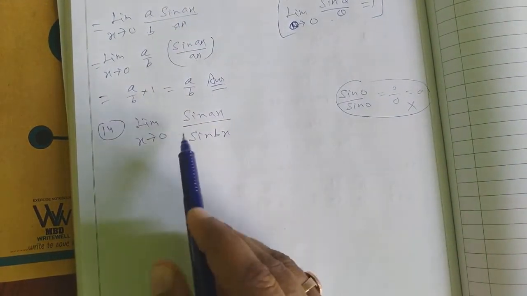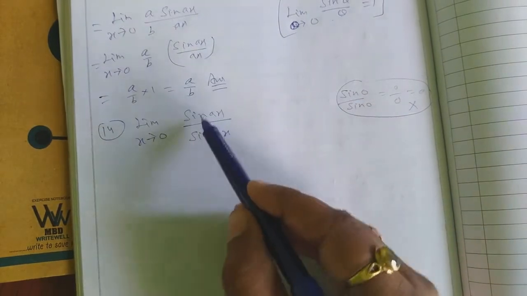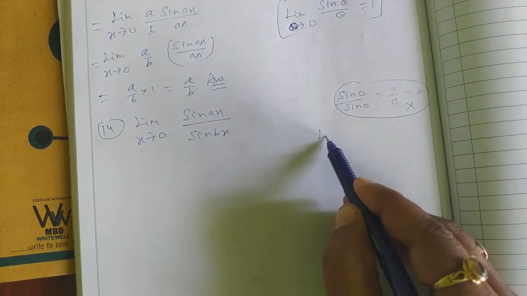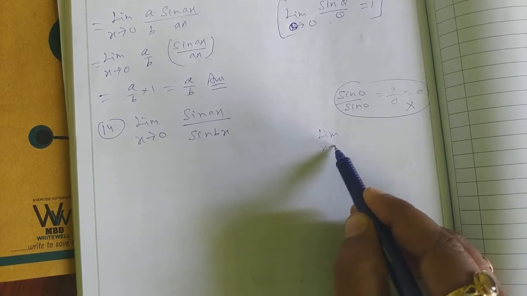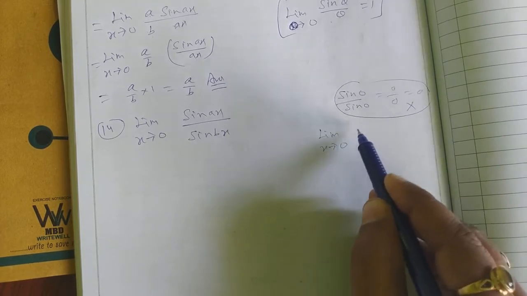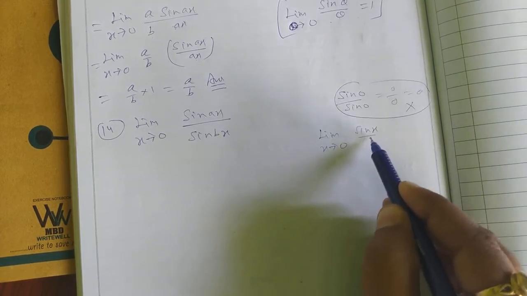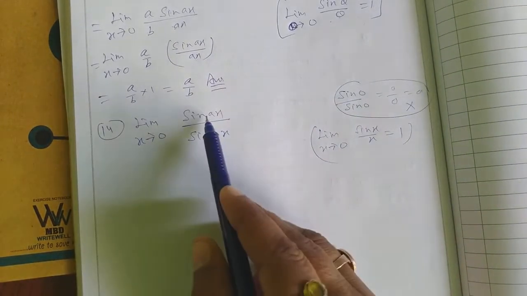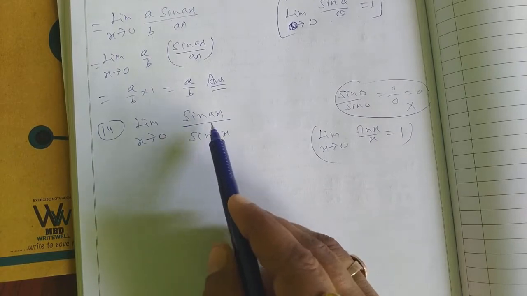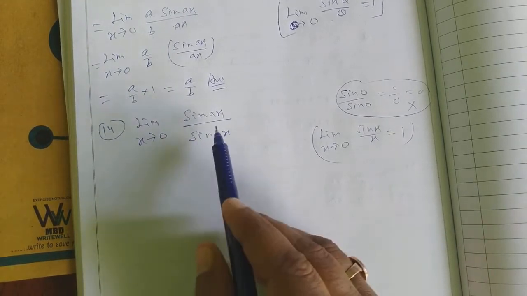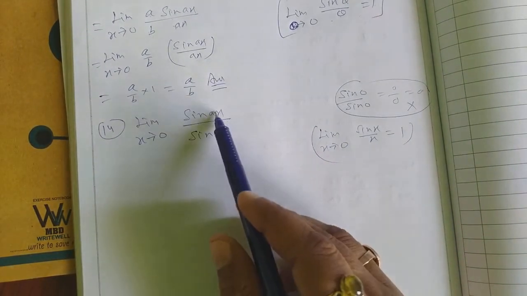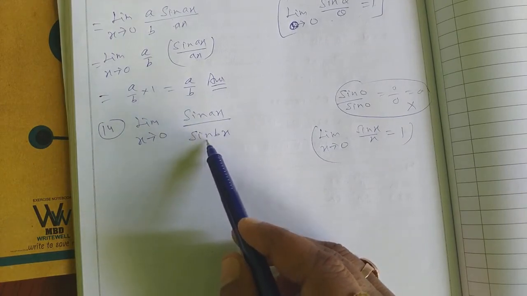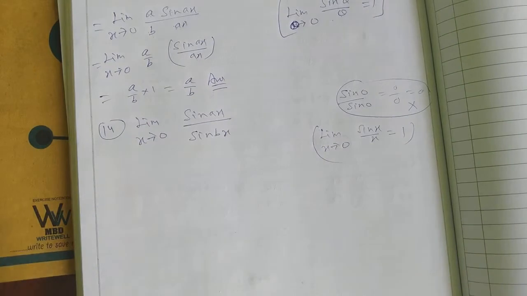So here, as in the previous question, you have only one identity: limit x tends to 0 of sin x upon x, whose result is 1. But the condition given here is sin ax and sin bx. So how will you change it? You will make two identities here. This is a rational form, so you take the separate limit of the numerator and the separate limit of the denominator. Then you will get the correct answer.